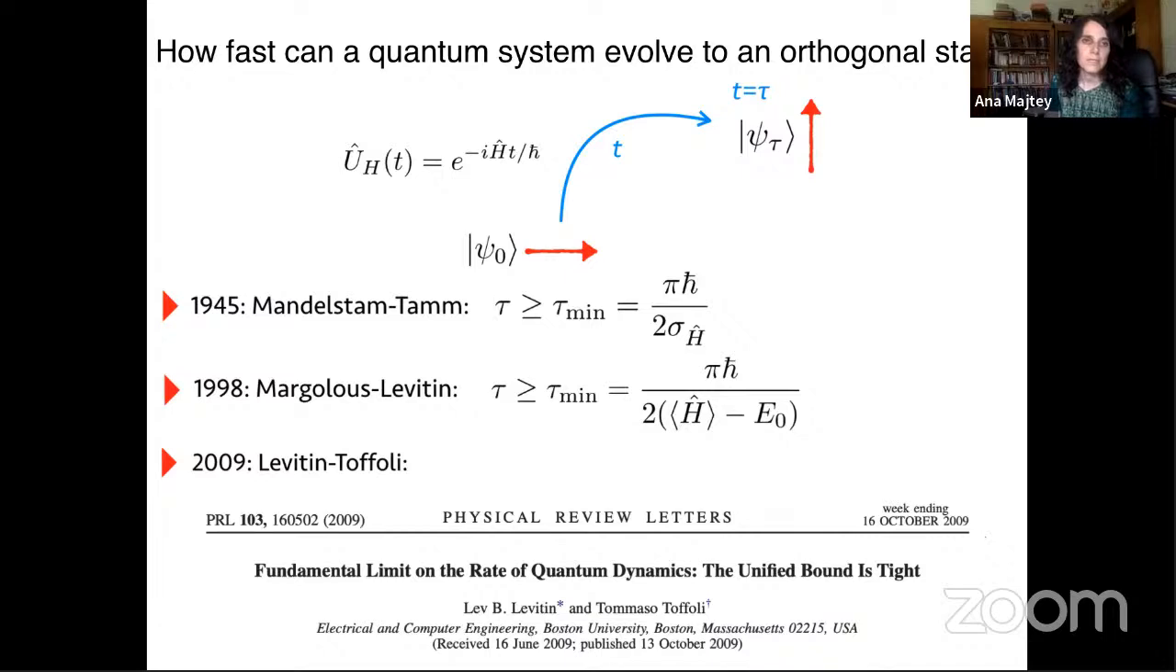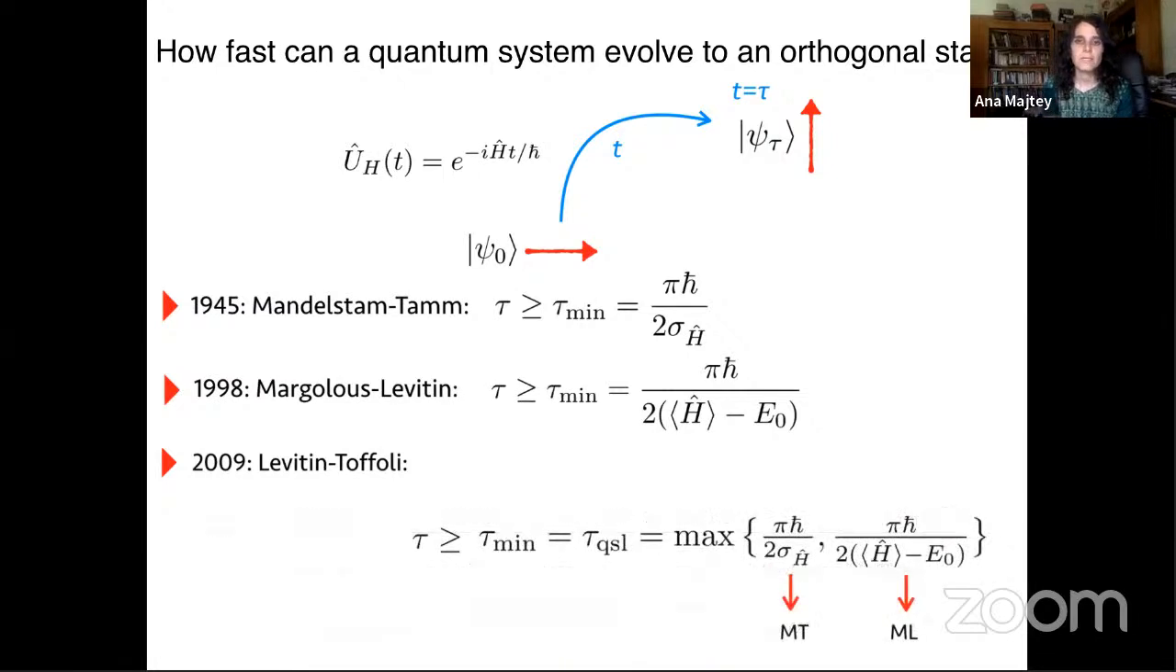Here are the two bounds. And more recently, in 2009, Levitin and Toffoli introduced a unified version of the bound that takes this form, and this bound is tight, and this expression is the one usually used in problems in this field.